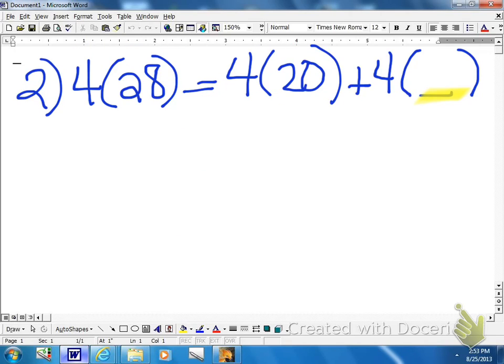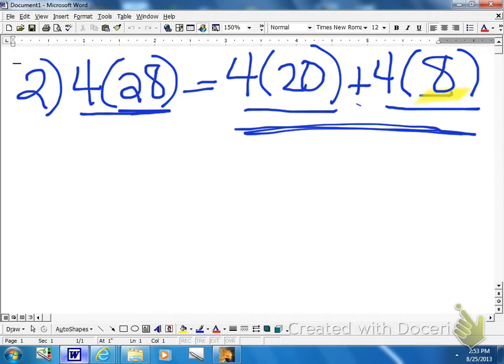All right, let's look at number 2. Number 2 has 4 times 28 on the left side of the equal sign, and on the right side it has 4 times 20 plus 4 times what? Well, I have 20 of my 28, and I'm adding here. What do I need to add to 20 to get 28? Well, hopefully you figured out that would be 8.